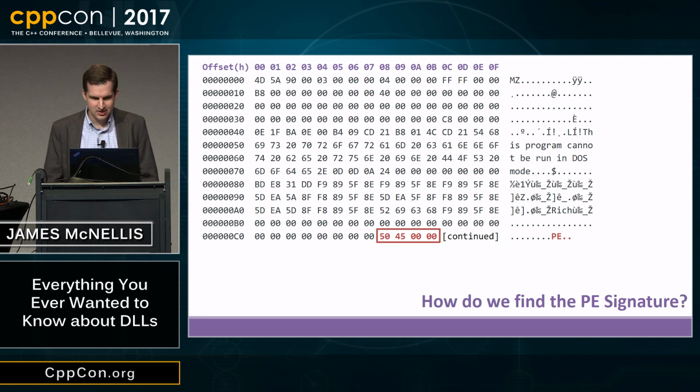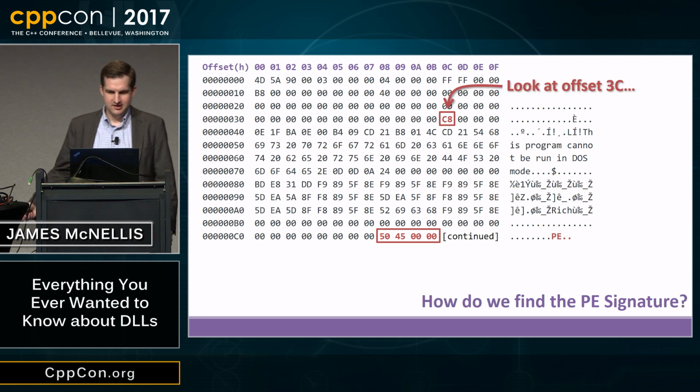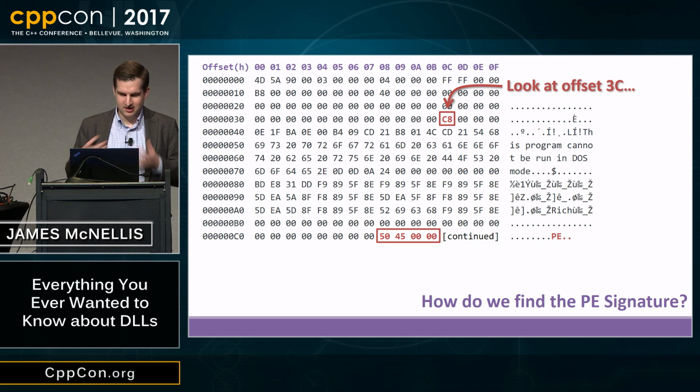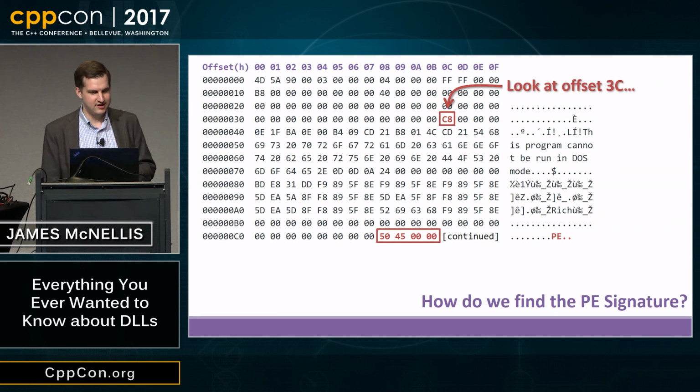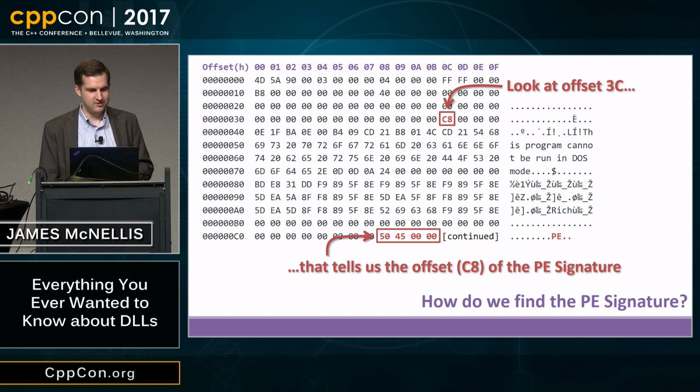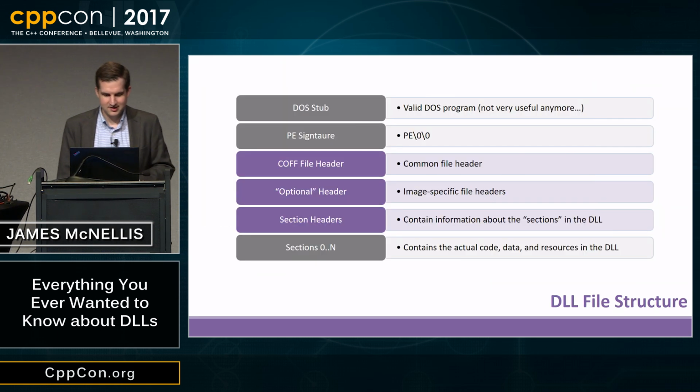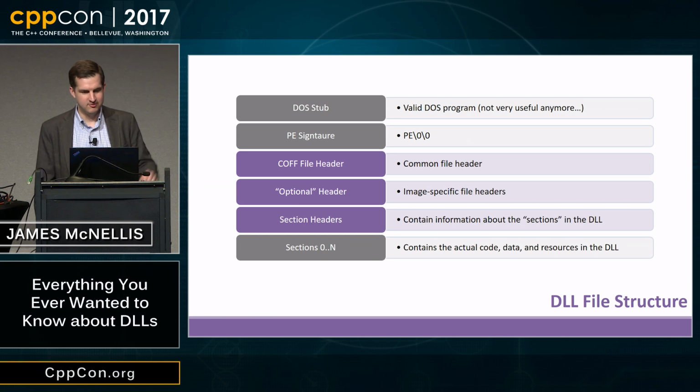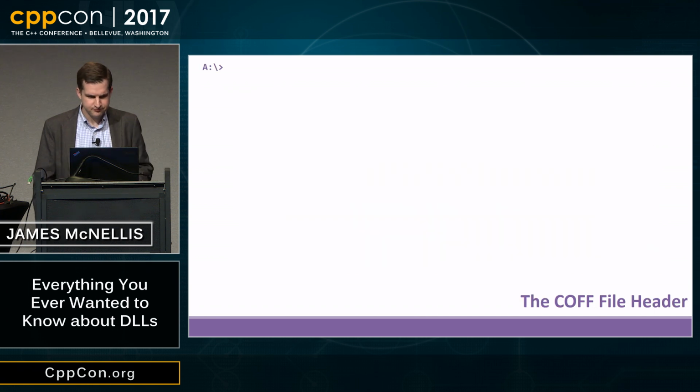How do we find that? There's basically a well-defined way. At offset 3C in the file, there's a value, and that tells you the offset of the PE signature. So it's at C8 in this file. All right, that's all just how we get to find the information we want to look for. So next up, we're going to look at the COFF file header, the optional header, and the section headers.